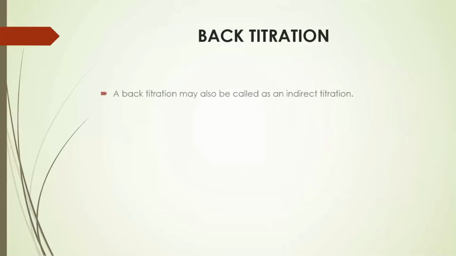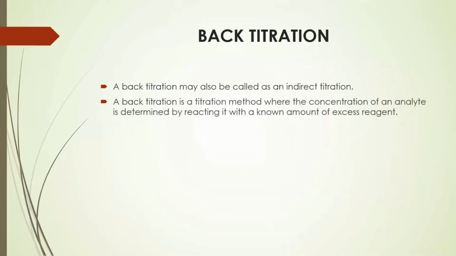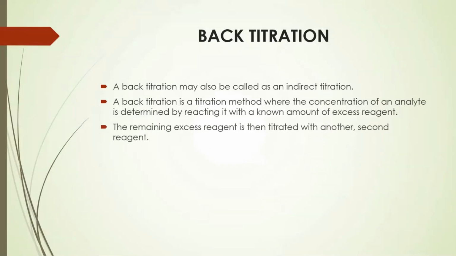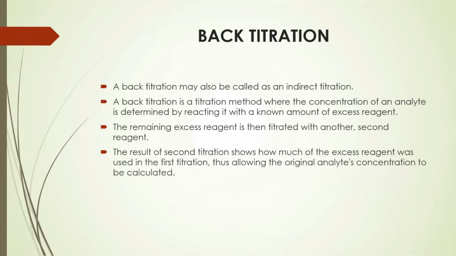Back titration. A back titration may also be called an indirect titration. A back titration is a titration method where the concentration of an analyte is determined by reacting it with a known amount of excess reagent. The remaining excess reagent is then titrated with another second reagent. The result of the second titration shows how much of the excess reagent was used in the first titration, thus allowing the original analyte's concentration to be calculated.